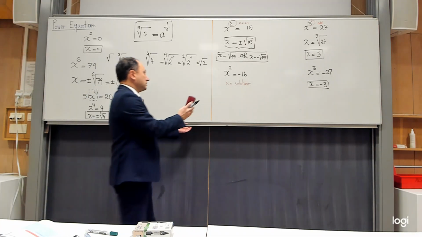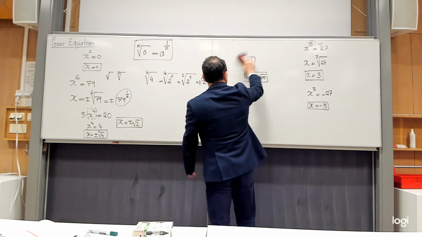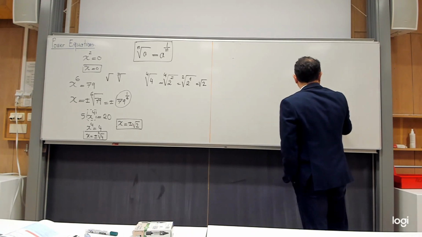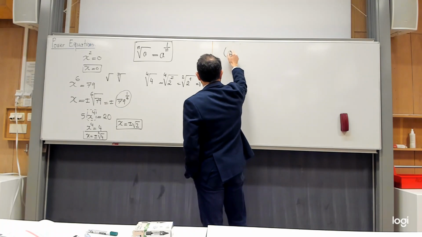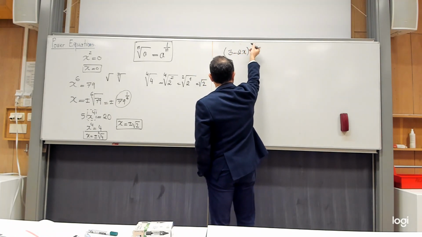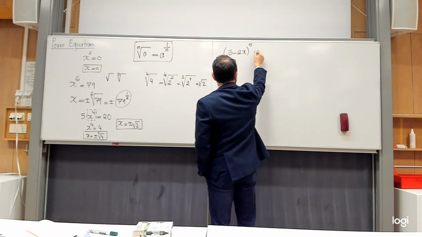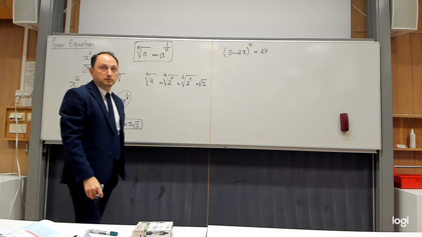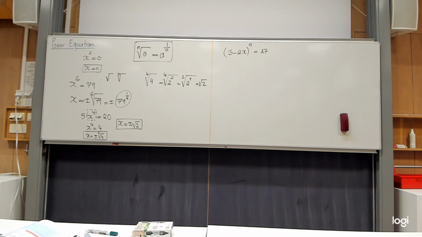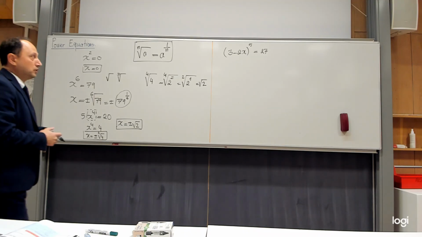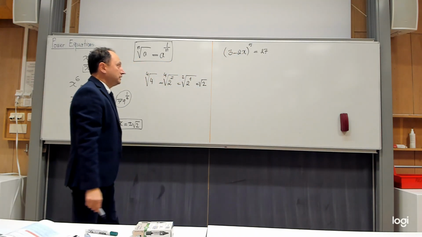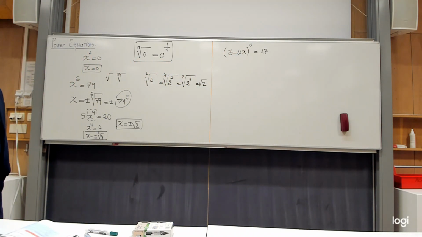Okay, so what about this equation, for example? Can we solve this equation? For example, 3 minus 2x to the power of 5 is equal to 27. So how should I solve this equation? Is this a linear equation? No, that is actually a fifth degree equation, because if I multiply this by itself 5 times, then the highest power of x which will appear will be 5. But how can I solve this problem?